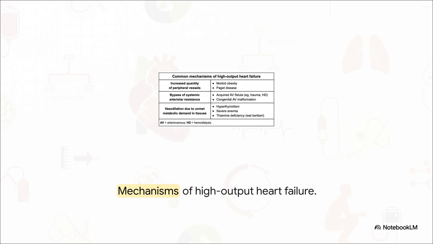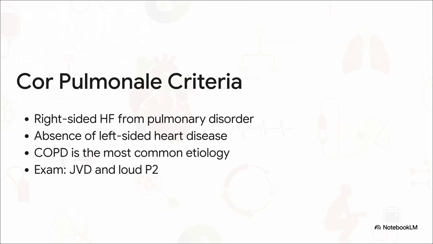1, you've got an increased quantity of peripheral vessels, like we see in morbid obesity. 2, you're bypassing systemic arterial resistance entirely, which happens with an acquired AV fistula from trauma or dialysis. Or 3, massive vasodilation from unmet metabolic demands in the tissues, classic for hyperthyroidism or severe anemia. In all these scenarios, venous return drops, systemic resistance plummets, and the poor heart just literally cannot keep up with the hyperdynamic circulation.